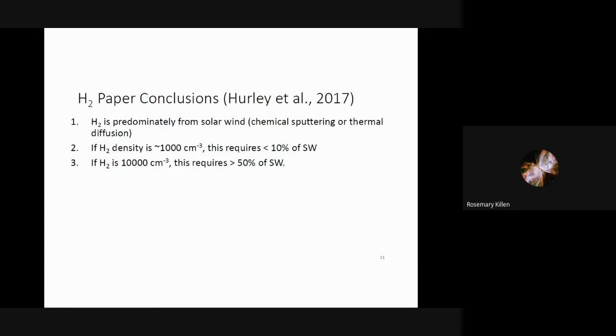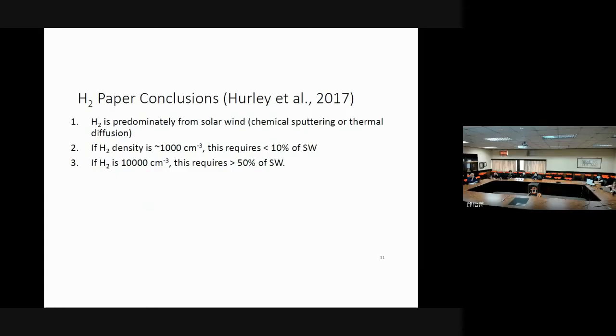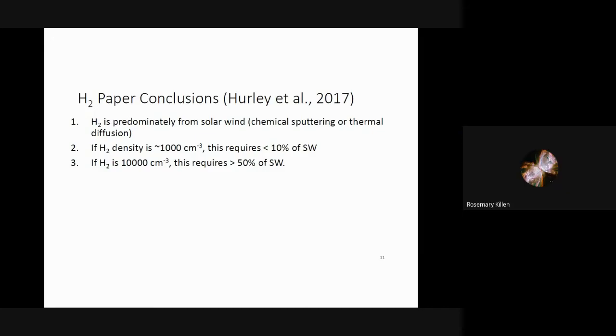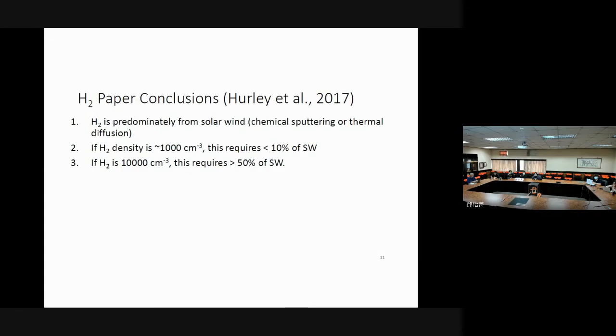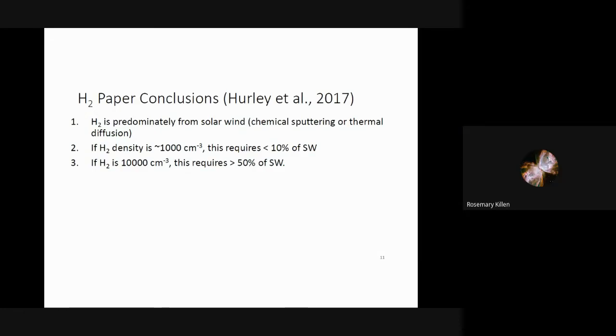And I think this is basically the same conclusion, that H2 is predominantly from solar wind chemical sputtering. She claims it might be thermal diffusion, but I think the conclusion is that H2 is from chemical sputtering. And depending on what the H2 density is, then it might require between 10 to 50% of the solar wind. Next slide.